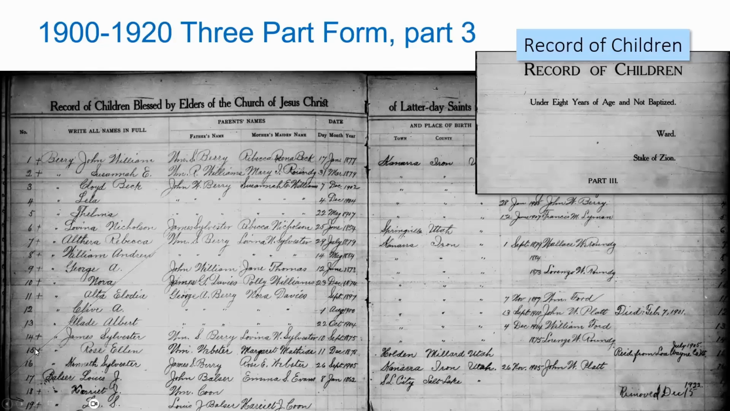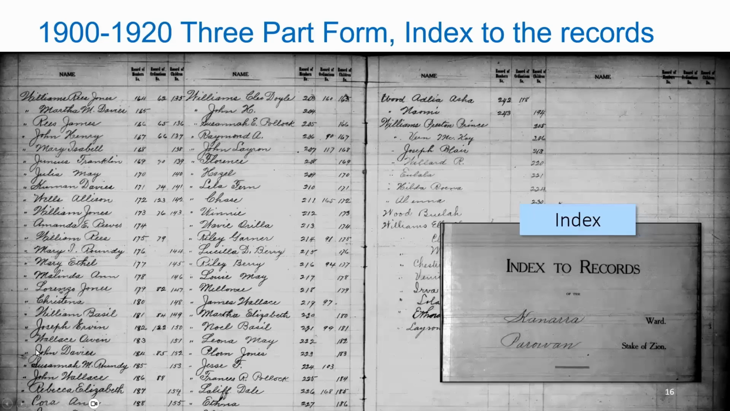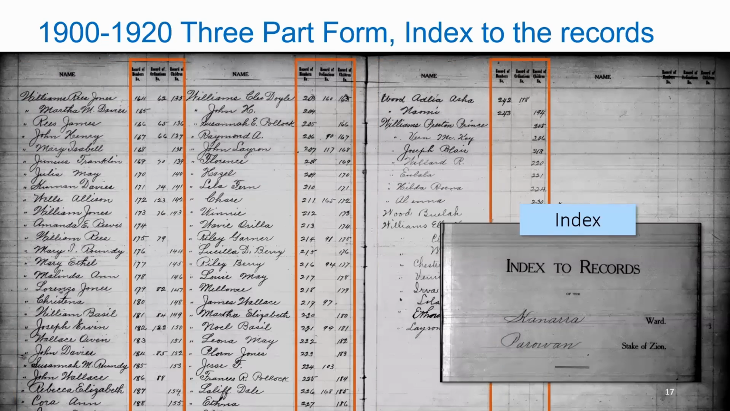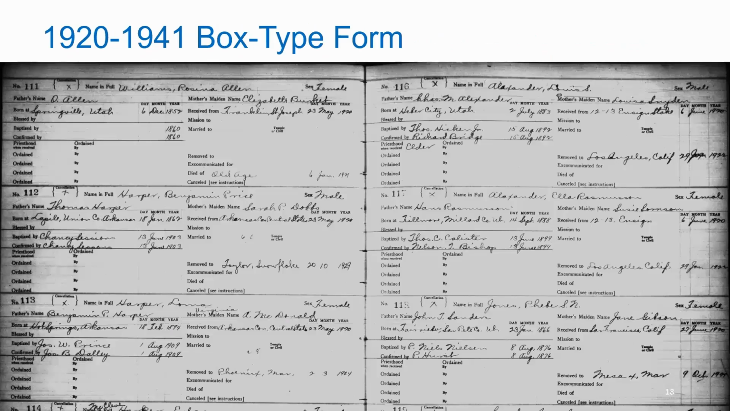Now, each ward was to make an index when their book was full. They would make an index with these 3 columns of numbers. This is record of members, this is record of ordinations, and this is record of children. It helps you get to the right line on each one of those separate sections of this book. So I hope that makes sense. That continued on till about 1920. Here are the names written in, and here are those record references. Hopefully, for the records you need, the clerk made an index.